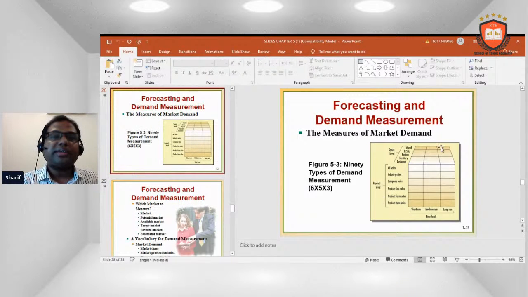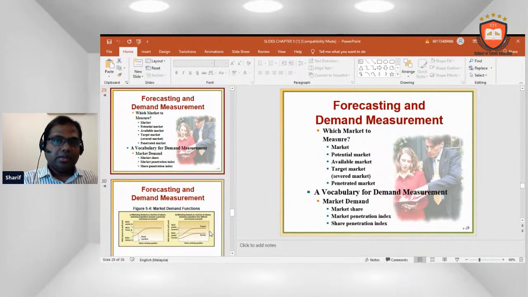Here is the thing: forecasting and demand measurement. Forecasting is very important. What will happen in the future? We need to forecast what the requirements are. We need to forecast what will happen in the future. If we can forecast these things properly, then we can identify.